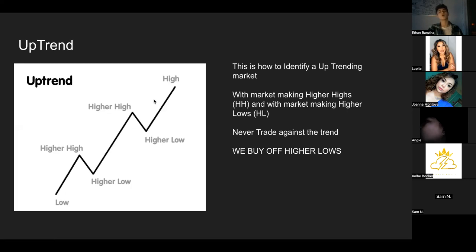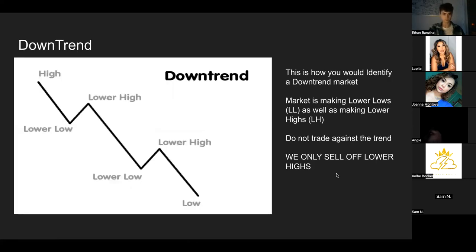So if we are in an uptrend, you don't want to sell here and try to get a quick bag because you're just going to get taken out. So buy off higher lows and we never trade against the trend. Downtrend. This is what a downtrend looks like. So starting from a high, going to a lower low, retracing and making a lower high.